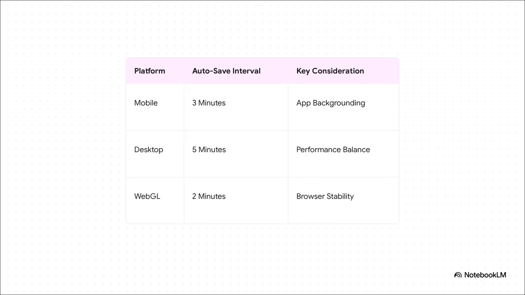And this thing is smart about being cross-platform too. It actually knows what device it's running on and tweaks its auto-save settings automatically. For example, on mobile, it'll save more often because players are going to background the app all the time. On WebGL, it's also more frequent because browsers can be, well, unstable. But on desktop, it backs off a bit to balance performance. It's like having a little optimization expert built right in, and you get it all for free.